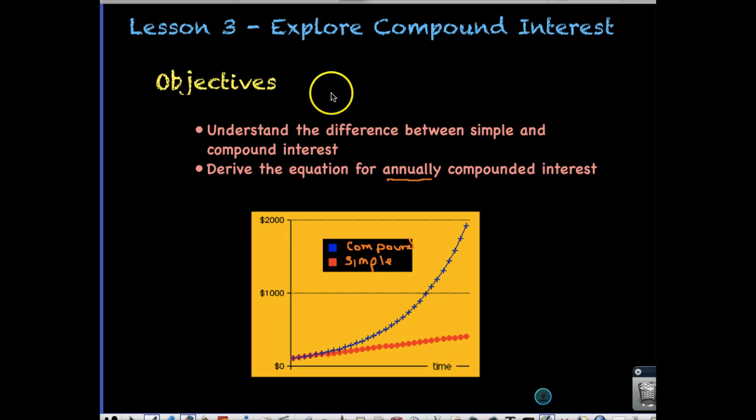That concludes our lesson on exploring compound interest. So at the end of this lesson, you should be able to understand the difference between simple and compound interest. And you should understand that simple interest grows at a constant interest rate, whereas compound interest grows at an exponential rate because interest is calculated on both principal and the previous period's interest.